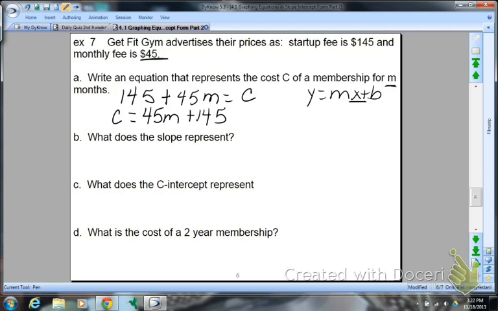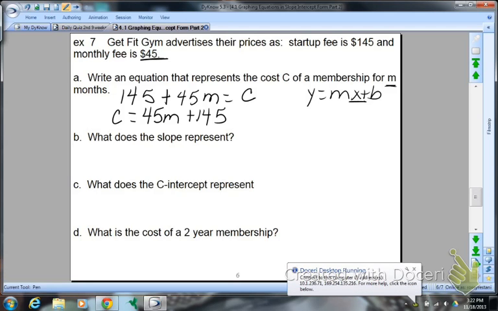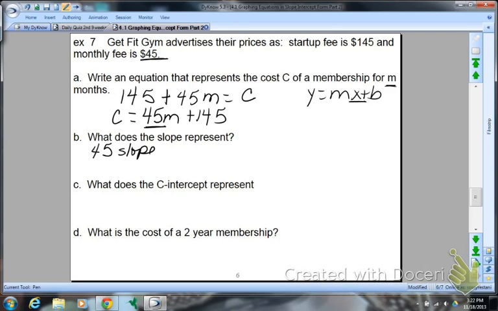So part B, what does the slope represent? What is our slope? 45 is our slope. But what does it represent? Go back and read the problem. The startup fee is $145 and the monthly fee is $45. So what does 45 represent? Monthly fee.